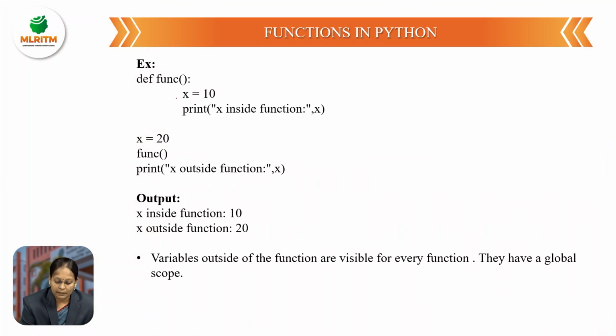Example here: 10 is in the function definition, that's why 10 has local scope. Here 20 is not in the function definition. Why? Because here we don't have any indentation, that's why it is out of the function. That's why x is equal to 20 is a global scope and this is a local scope. Inside a function, x is equal to 10 has the local scope. X is equal to 20 is placed outside of the function definition, that's why 20 has the global scope.